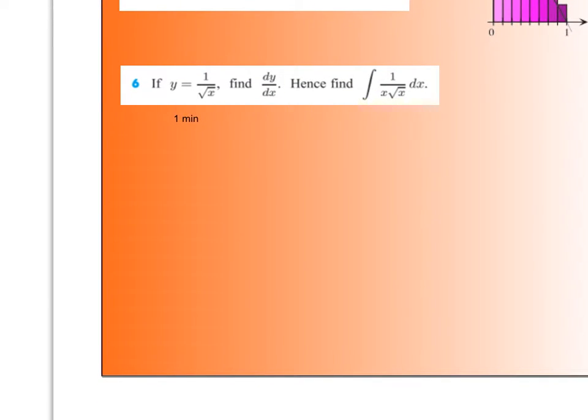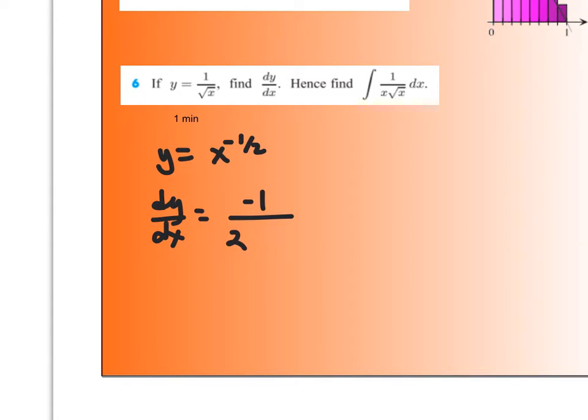Alright, if y equals 1 over the square root of x, let's write that in a different form. How about x to the negative 1/2? Find dy dx. Well, dy dx would be negative 1 over 2 times this, x to the 3/2 power.